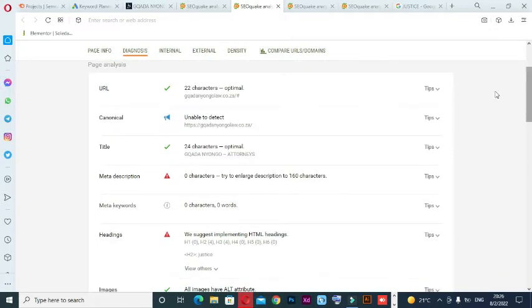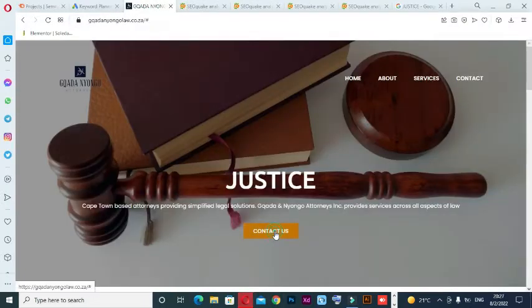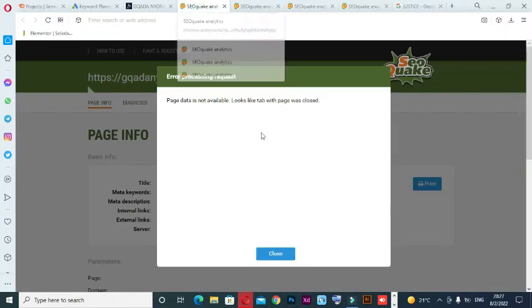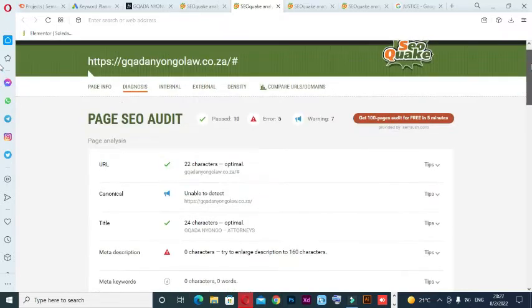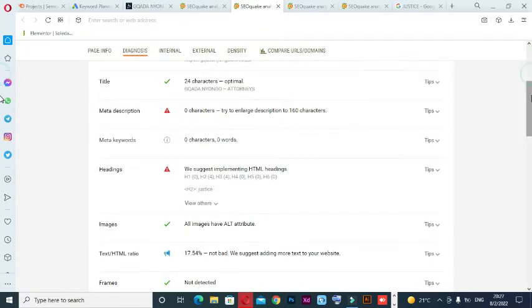So canonical tags, these ones, the links. They are saying they failed to find where this link was linked, or if there was any pattern which links to that one, which is okay. We don't care about that. Then meta description.